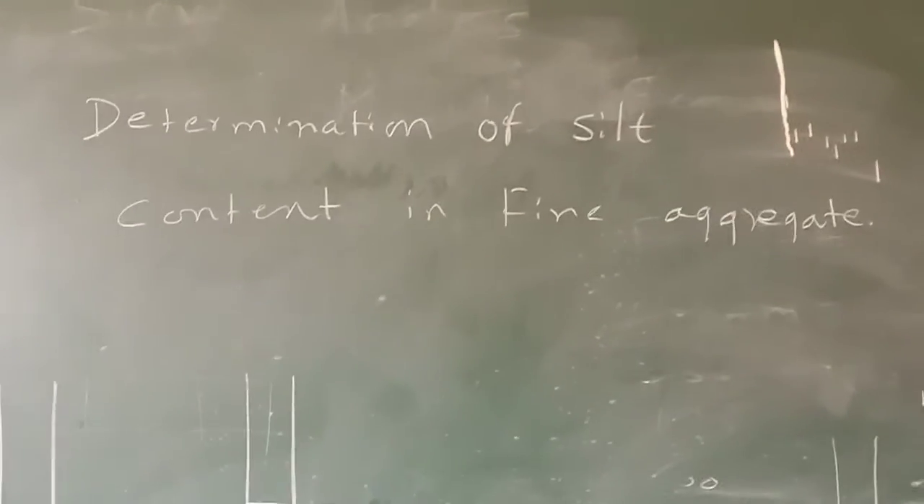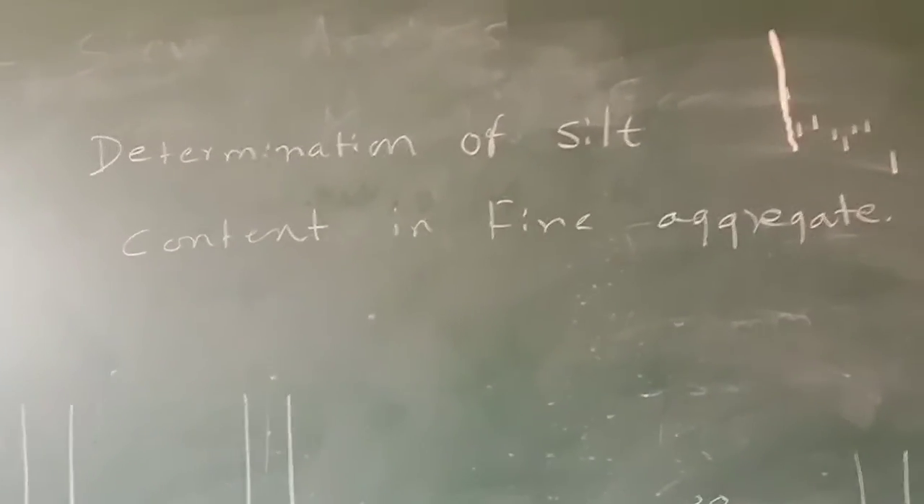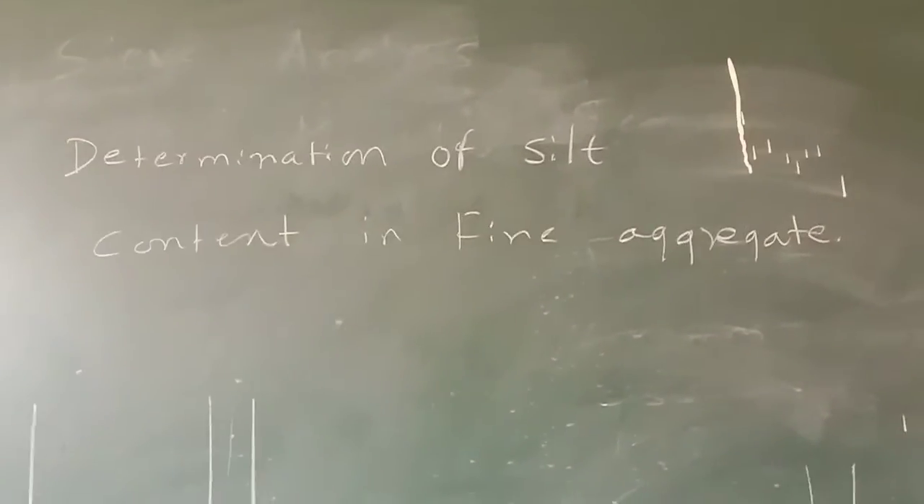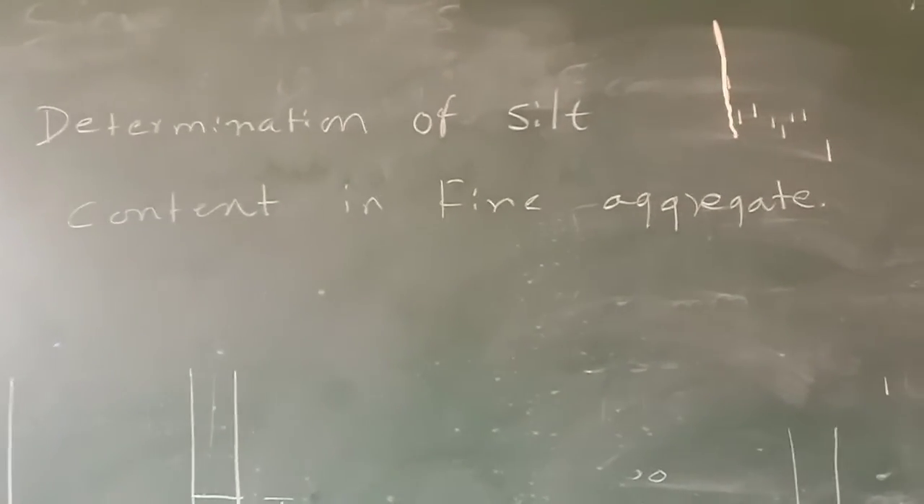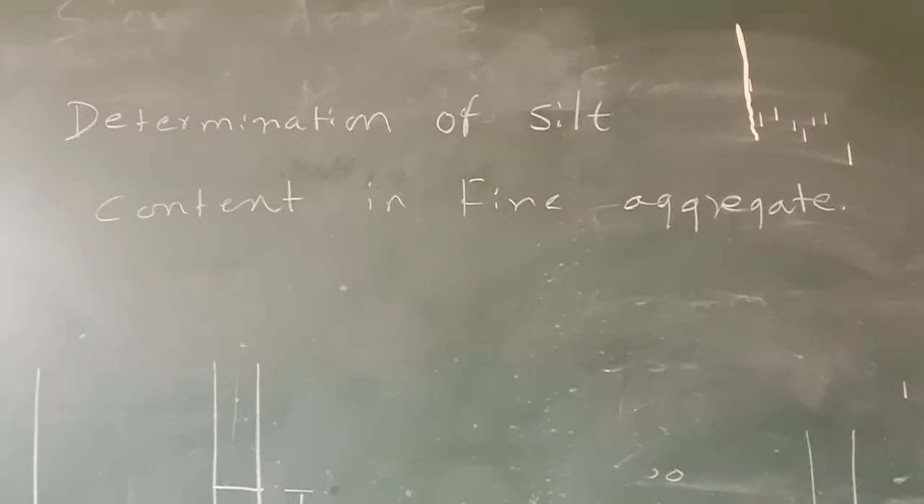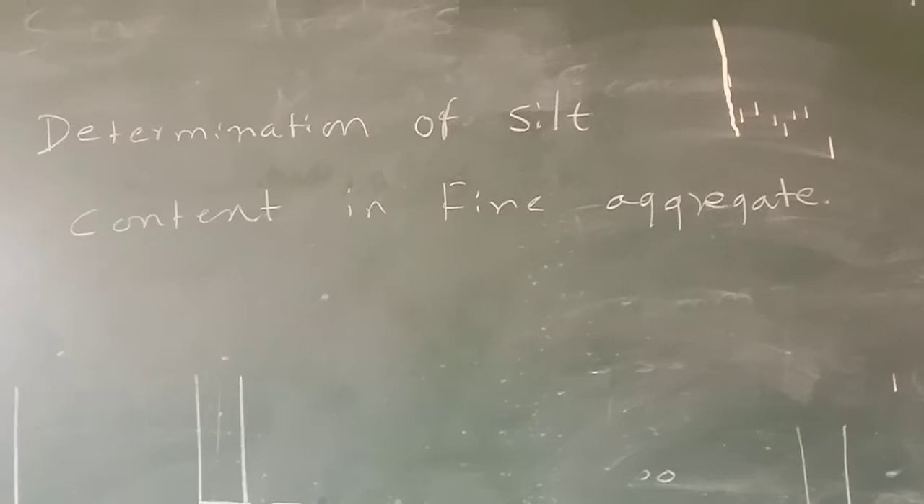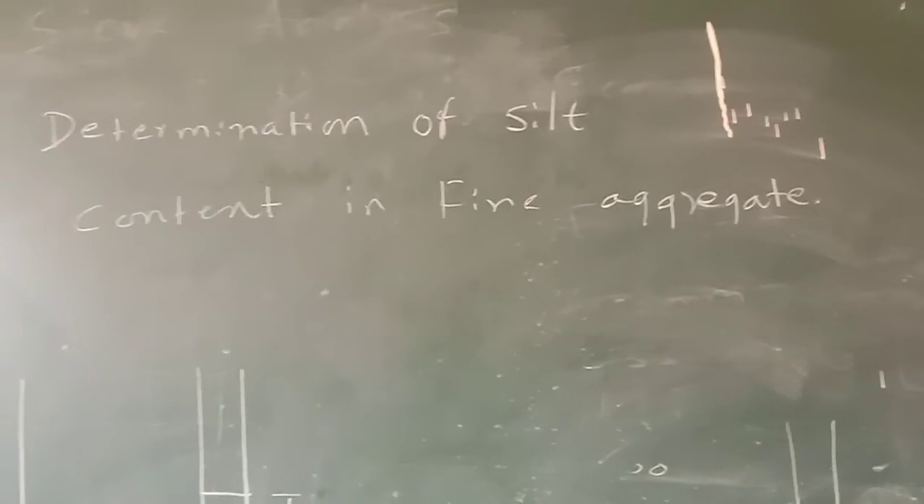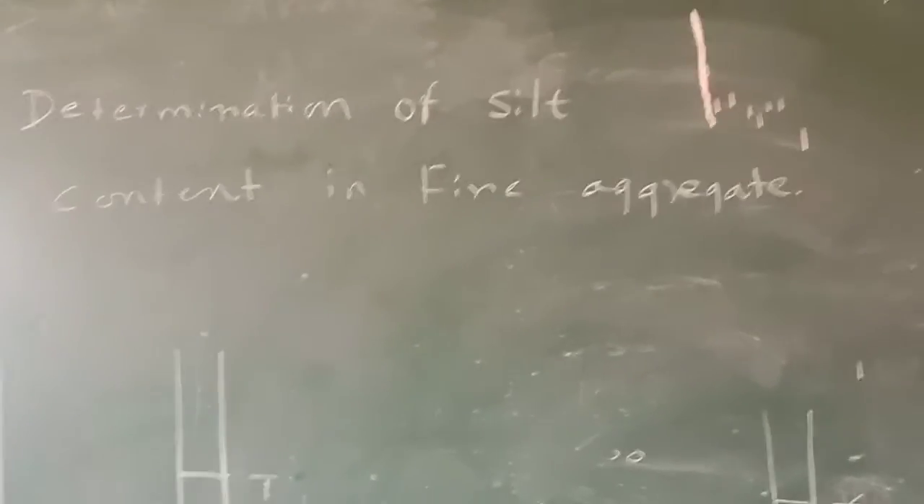Hello students, today we will be performing a practical called determination of silt content in the fine aggregate. As you all know, we can restrict only 6% of silt in the fine aggregates. If more than 6% of silt is present in the fine aggregates, then we have to wash that fine aggregate and then use it for construction purposes.